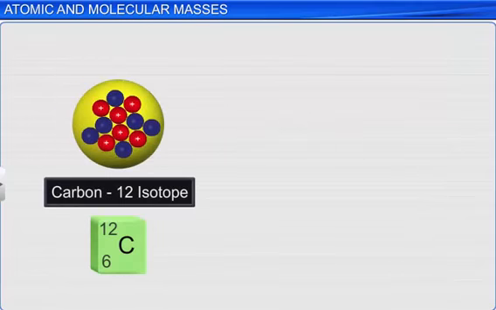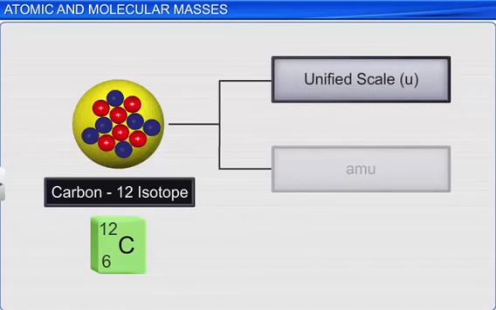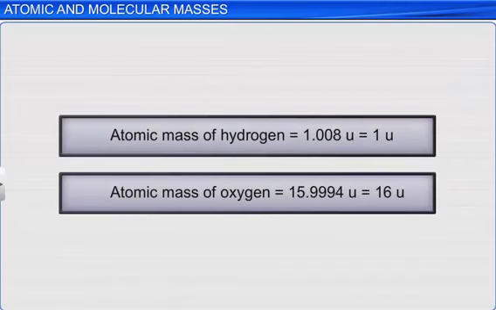When chemists expressed atomic mass on carbon-12 scale, they named it as unified scale, and the unit was represented as U instead of AMU. Though AMU is still used in most places, chemists now use U as the unit. Hence, we can represent atomic mass of hydrogen as 1.008 or 1U, and that of oxygen as 15.9994 or 16U.